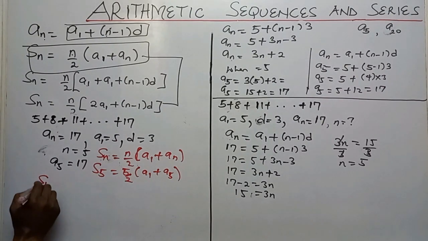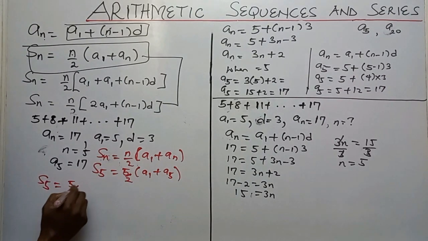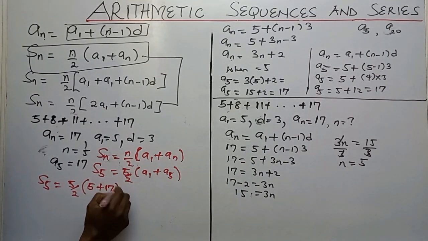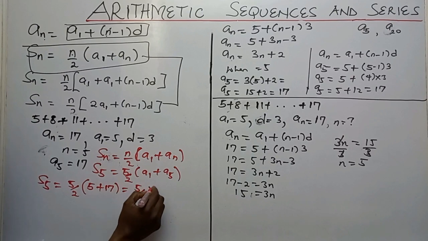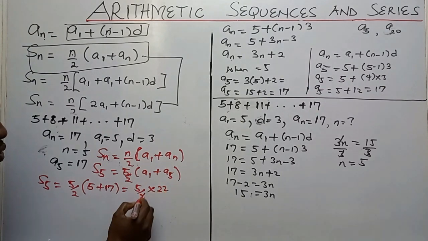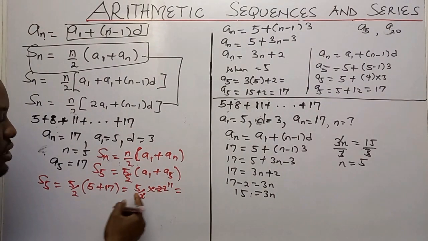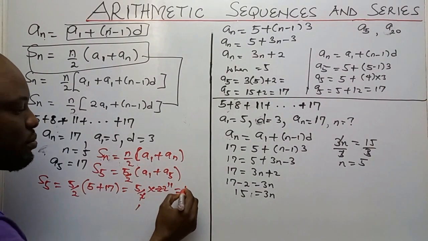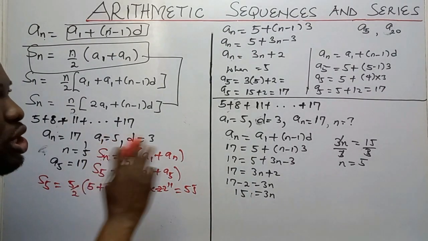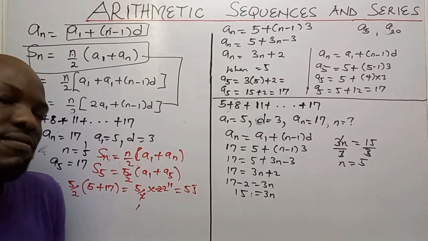So s sub 5 will be 5 over 2 times a sub 1, which is 5, plus a sub 5, which is 17. So I have 5 over 2 times, if I add this, I'm going to get 22. 2 here, 1, 2 here, 11. So 5 times 11 will be 55. So that shows that the sum of the first 5 terms is 55.